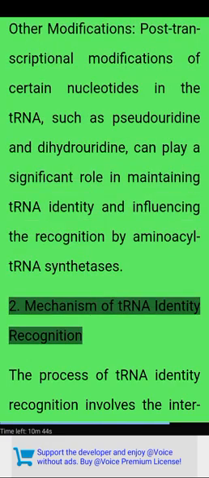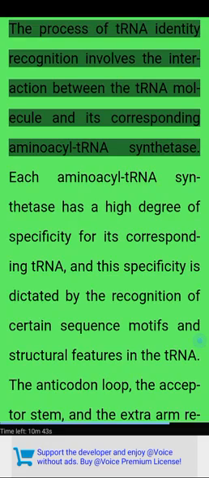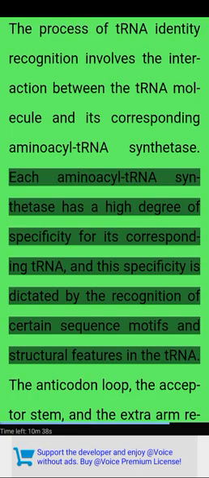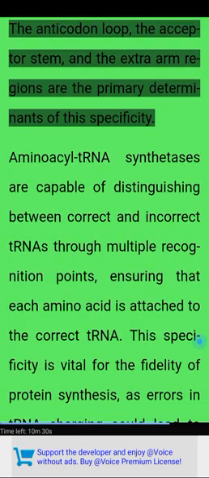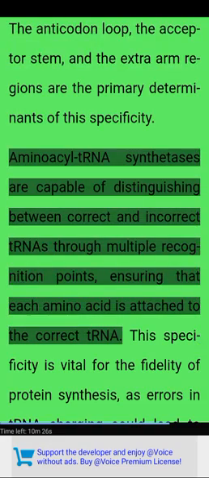2. Mechanism of tRNA identity recognition. The process of tRNA identity recognition involves the interaction between the tRNA molecule and its corresponding aminoacyl tRNA synthetase. Each aminoacyl tRNA synthetase has a high degree of specificity for its corresponding tRNA, and this specificity is dictated by the recognition of certain sequence motifs and structural features in the tRNA. The anticodon loop, the acceptor stem, and the extra-arm regions are the primary determinants of this specificity.